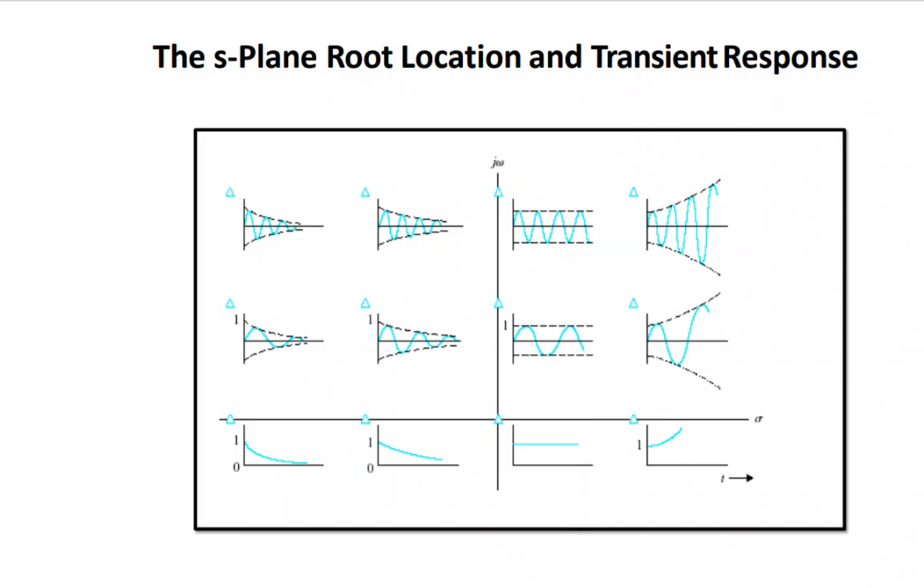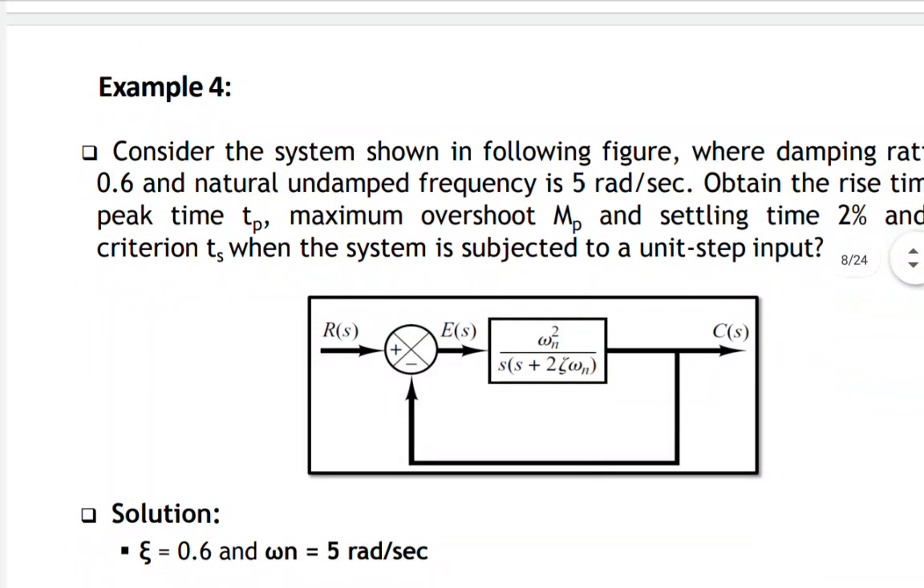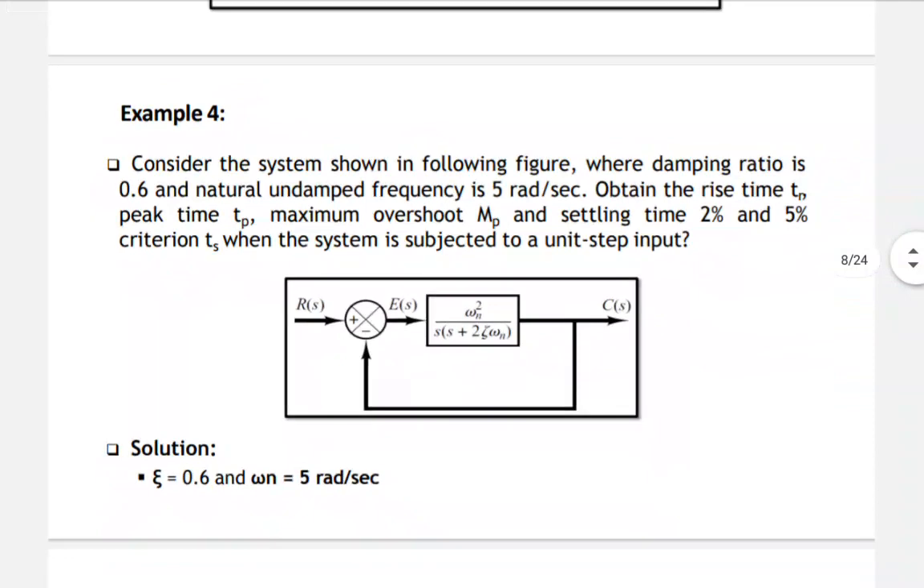So the respective characteristics are already highlighted to you people. That should be known to you people. Okay. Now another example.